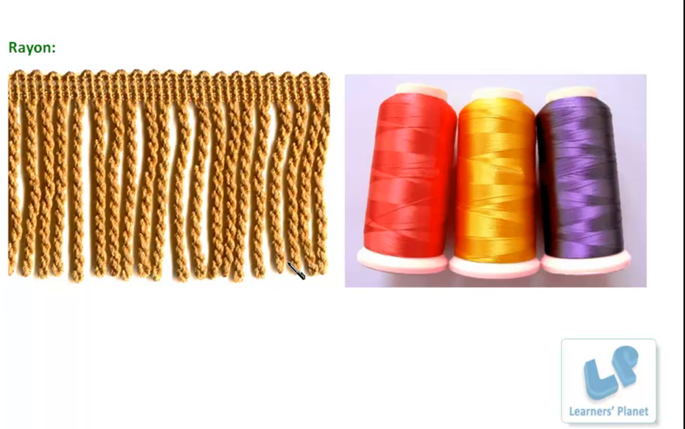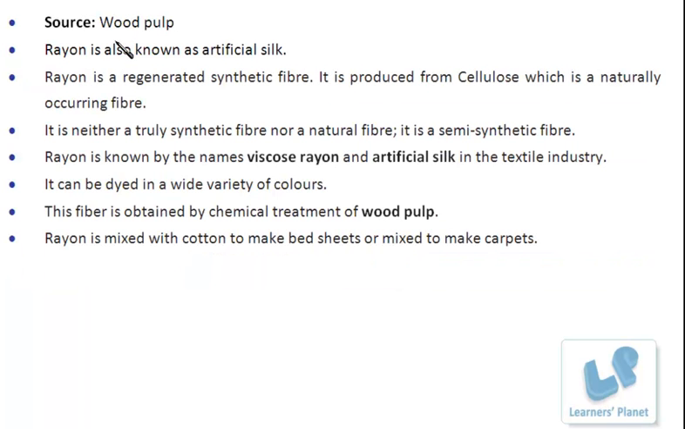Now let's see its source. I'm showing you these images so that you can relate it to your home. You can find these things at your home also. So it's not that you're just reading the name of the fabric and forgetting it, not able to relate it to the fabrics which you're seeing. These all are the things which are made up of rayon. What is the source? It's wood pulp. Wood pulp consists of cellulose, right? That cellulose is chemically processed and this rayon fiber is obtained.